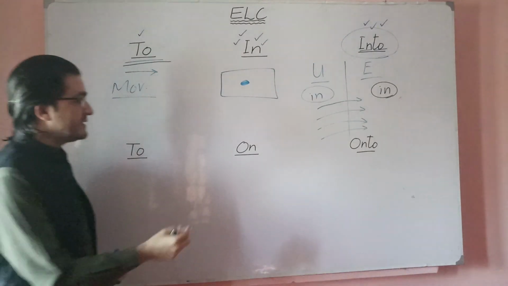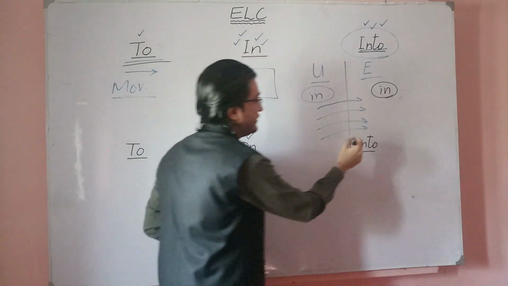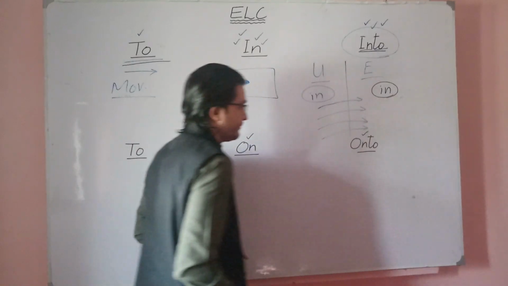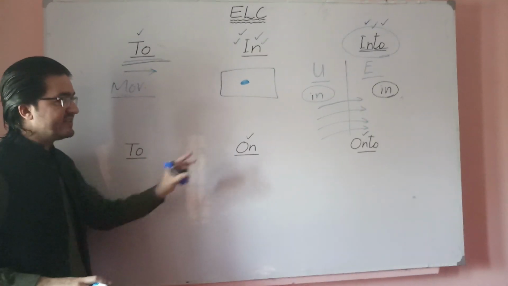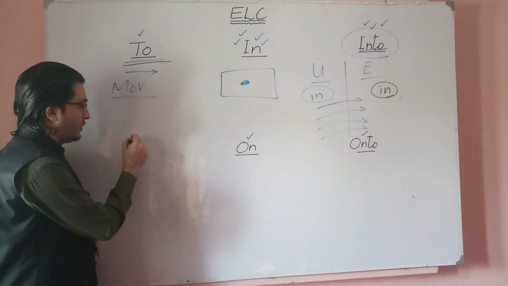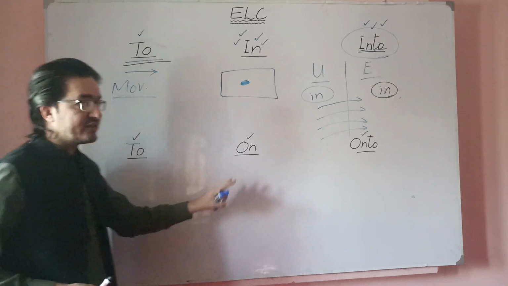Now let's come to the second comparison. The comparison or the difference between on and onto. But just like I told you earlier, in order to understand this very difference, we'll have to focus on this preposition as well. Now let's sort this problem out.